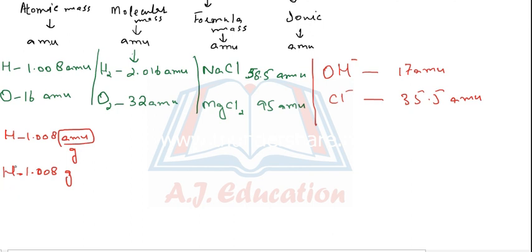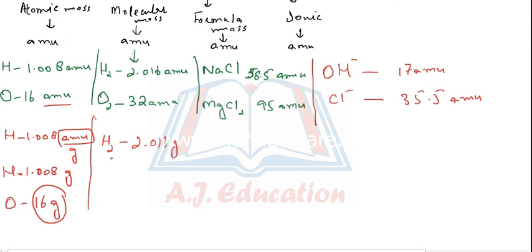Hydrogen element. If we replace the 16 AMU of oxygen with 16 grams of oxygen, then it is the molar mass of oxygen element. In the same way, for hydrogen molecule, if we have 2.016 grams of hydrogen molecule, then actually we have hydrogen equal to its molar mass. This is the molar mass of hydrogen molecule. In the same way, for oxygen replaced by gram, 32 grams will be the molar mass of oxygen molecule.